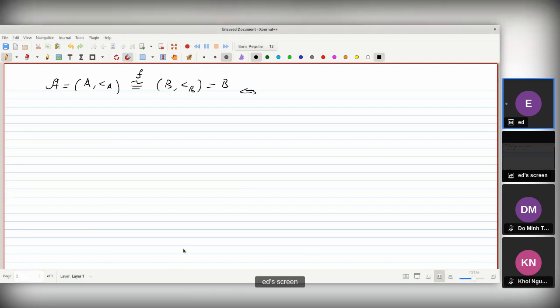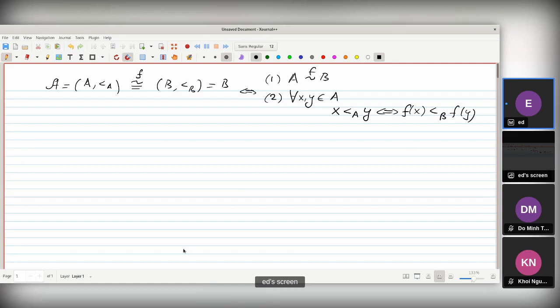So we need our F to be a bijection between the so-called ground sets of our orders, that is A and B. And also we need our function to respect ordering, and that x is less than y if and only if f of x is less than f of y, but now, of course, in terms of our other order B.